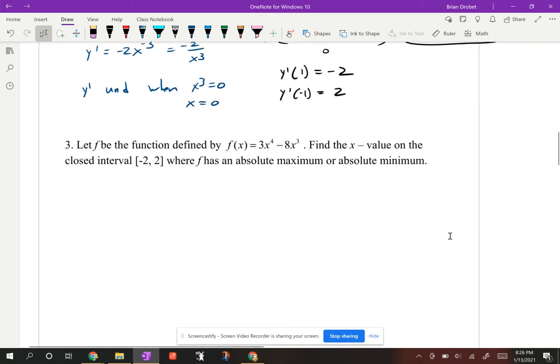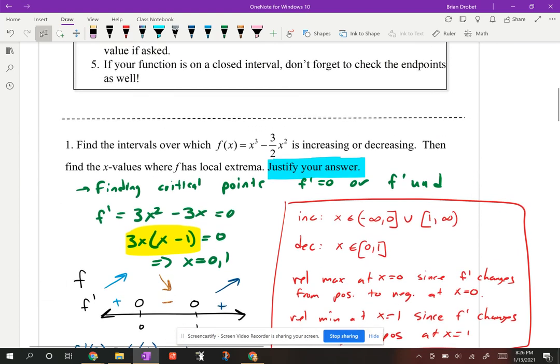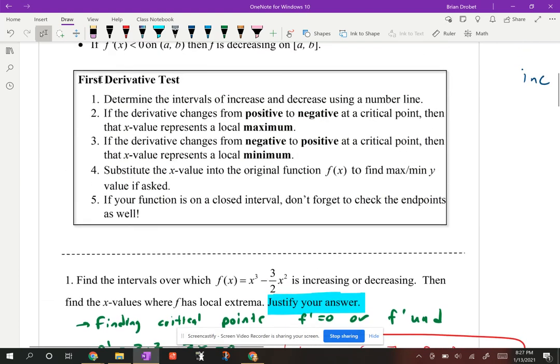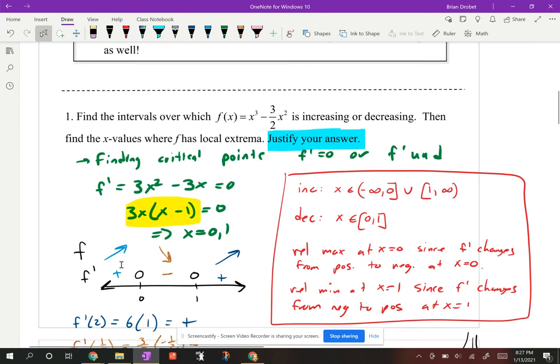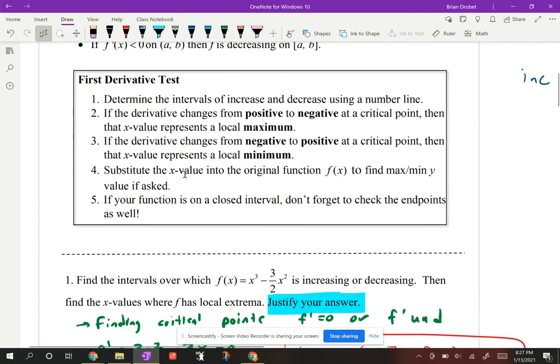All right, now, what if we're on a closed interval? So if I come back up here to the notes, what I've been doing is what we call the first derivative test. You determine the intervals of increase or decrease using a number line. That's what I did right here. Wherever the derivative changes from positive to negative, you have a local maximum. If the derivative changes from negative to positive, you have a local minimum.